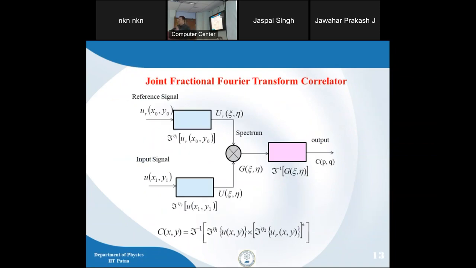Now, I have understood the JTC scheme: place two functions together, take the Fourier transform. Same thing you can do here for a three-dimensional object. So you have this reference signal, take its Fourier transform here. This is the input signal. Take its Fourier transform, combine them together. This is what will give you the spectrum. Then calculate its Fourier transform. This is how you will get the output. This is what you can denote mathematically.